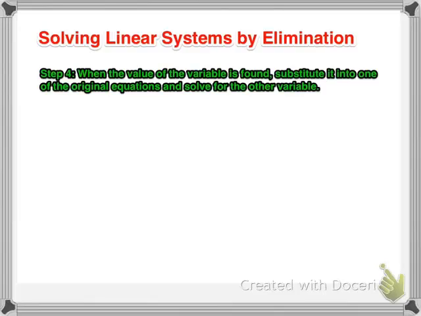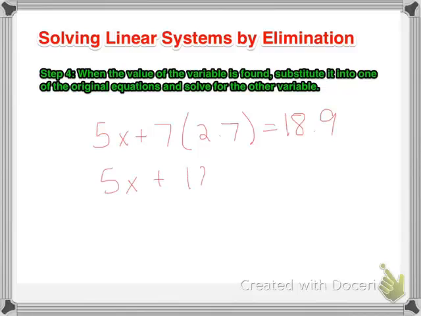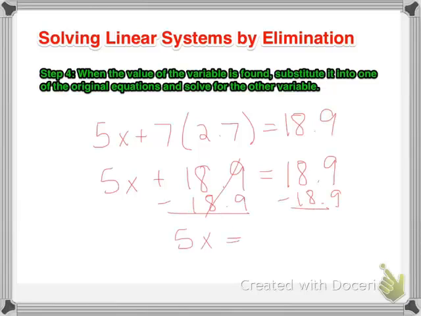When I substitute 2.7 in for y of the first equation, I get 5x plus 7 times 2.7 equals 18.9. Using the distributive property to simplify the left side of the equation gives us 5x plus 18.9 equals 18.9. Subtracting 18.9 from both sides gives me 5x equals 0. Divide both sides by 5, and I've got that x is equal to 0.